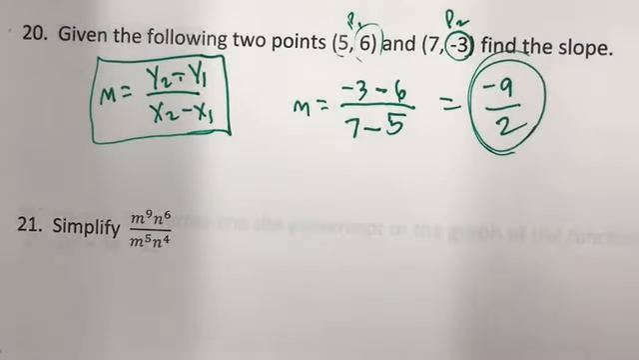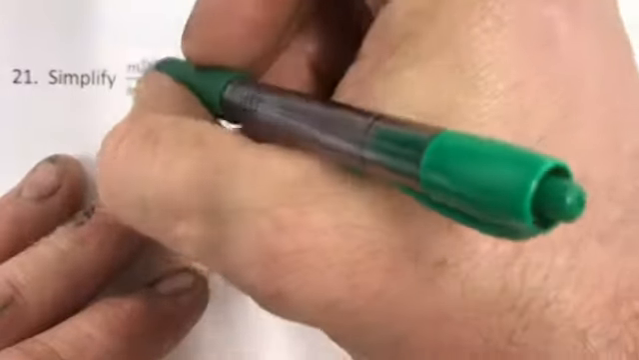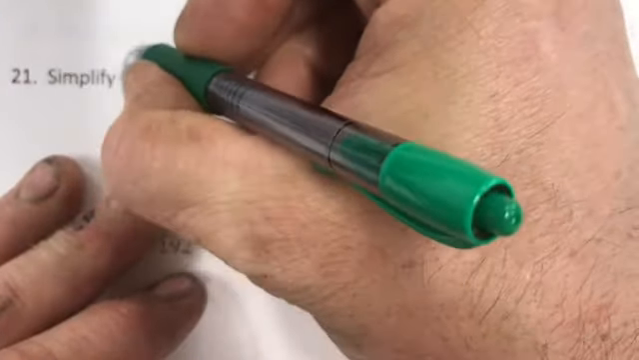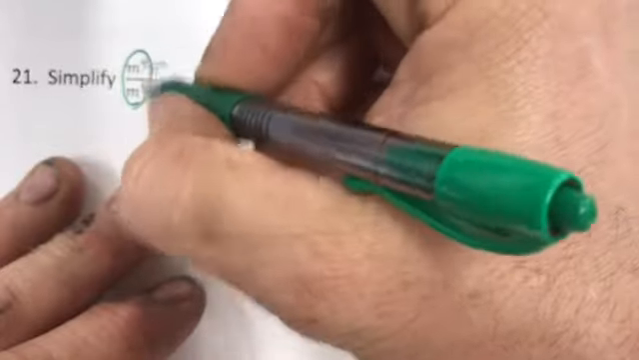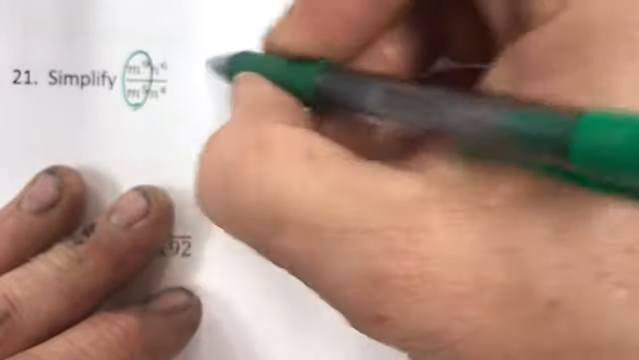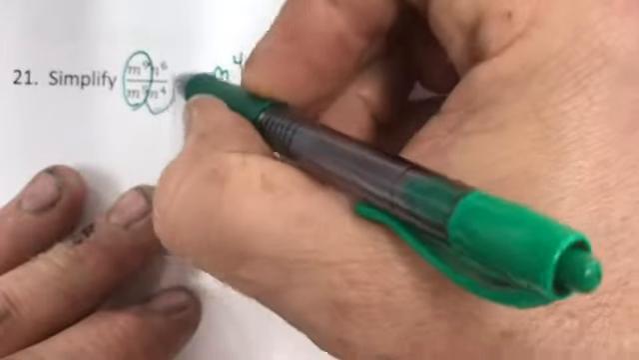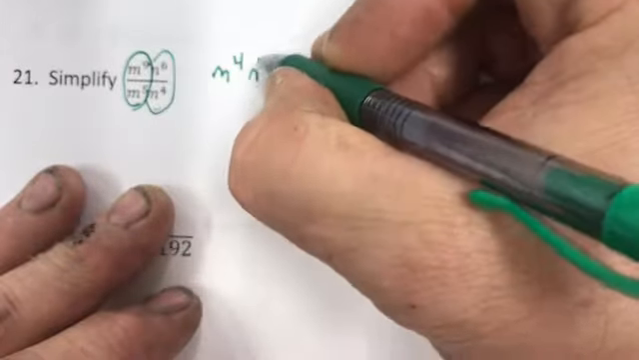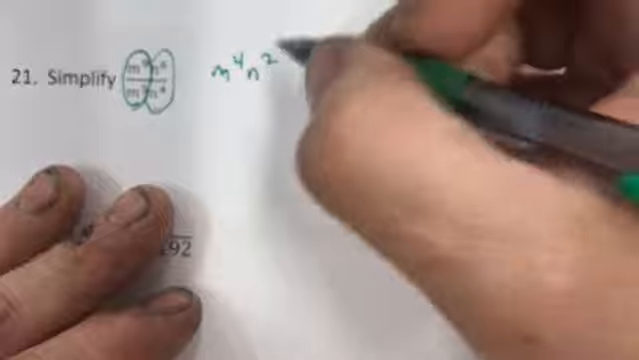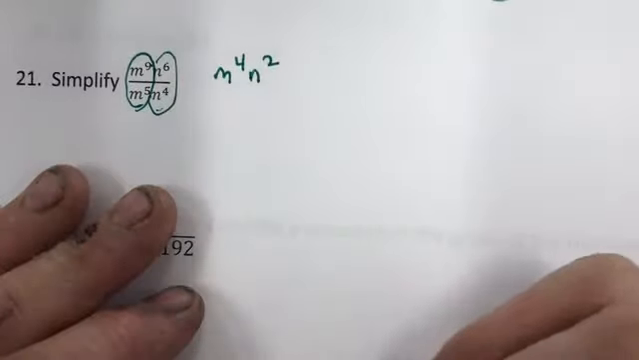Okay, number 21, we actually just did one kind of like this a while ago. We're dividing here, so when I divide those, the m's, I just subtract exponents. So 9 minus 5 would be 4, that's going to be m^4. And right here, 6 minus 4 is 2, that's going to be n^2. And so there's my answer.